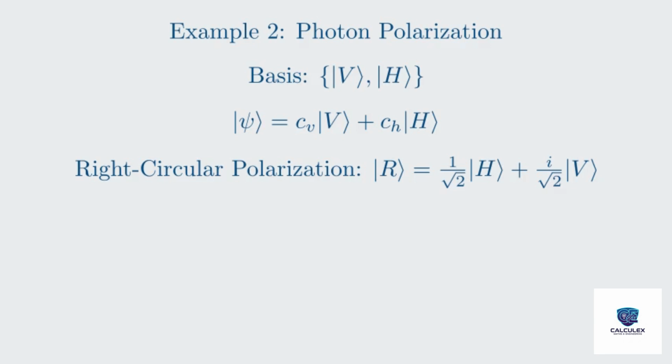Instead of vertical and horizontal, we could use a diagonal basis, defined at 45-degree angles. Let's call them D for diagonal and A for anti-diagonal. The states for diagonal and anti-diagonal polarization can be written as vectors in our original basis. D is a superposition of H and V. Similarly, A can be written as a superposition of H and V.